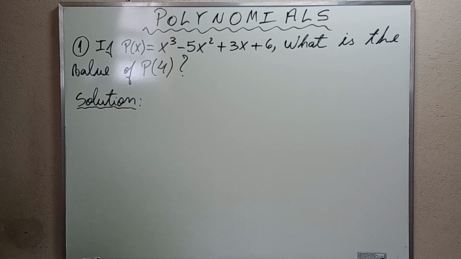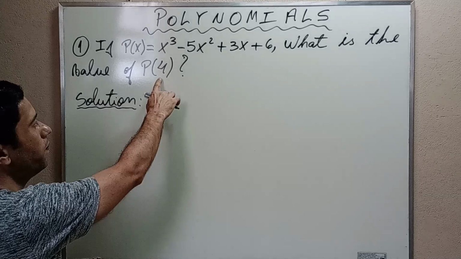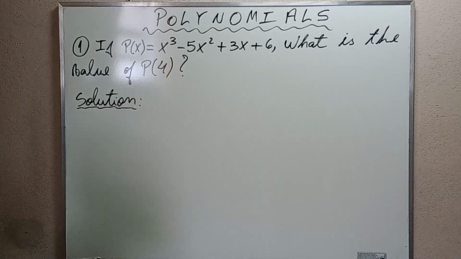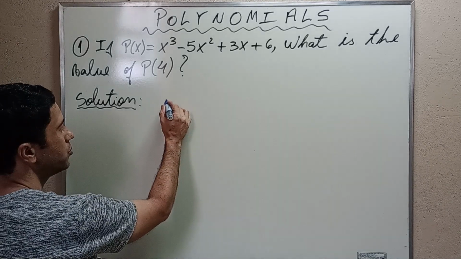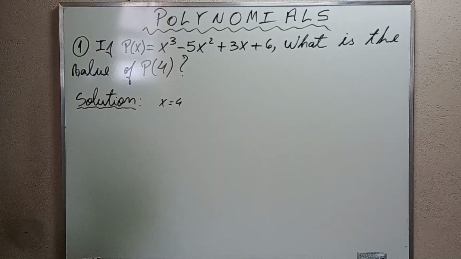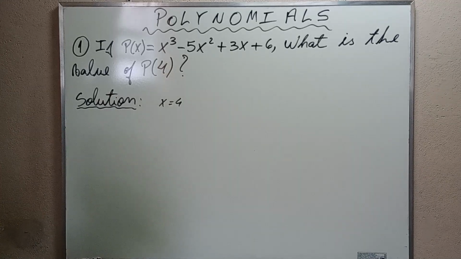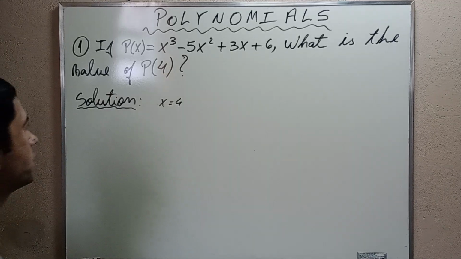This is a simple question just to introduce us to the topic of polynomials. The question wants us to find the value of p of 4. What can we do? We simply substitute 4 in the place of x in the expression of the polynomial. Alright? This is how we solve this question.